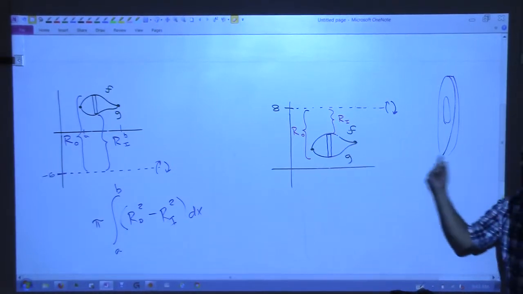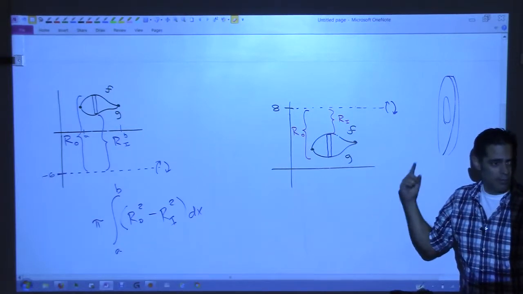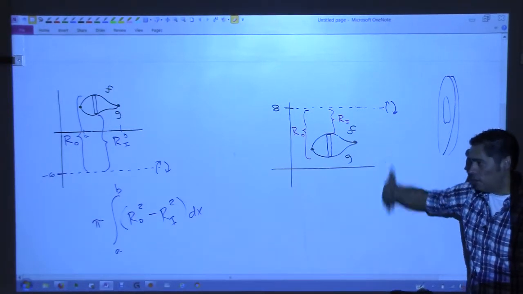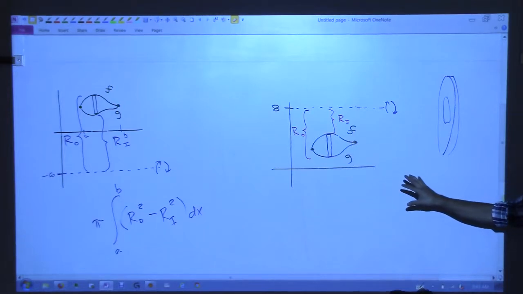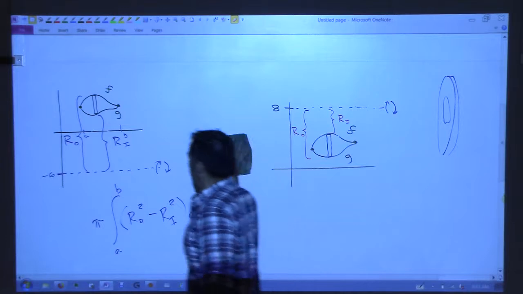Now, we are also going to go the other way. We're going to wrap the other way around vertical lines, but let's just knock this out first. We'll just do this one first.